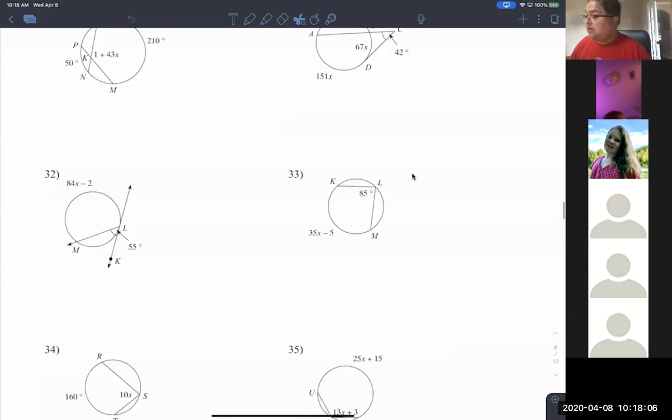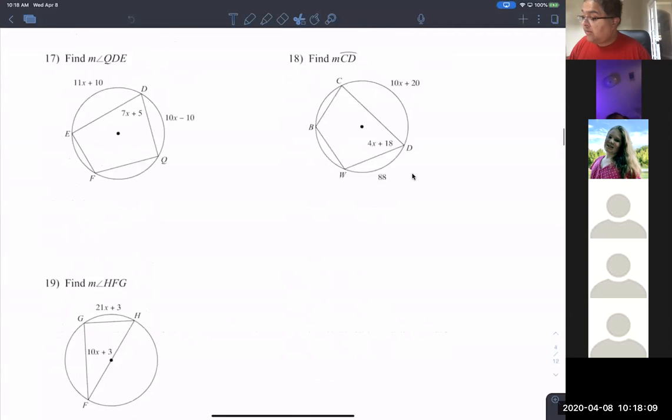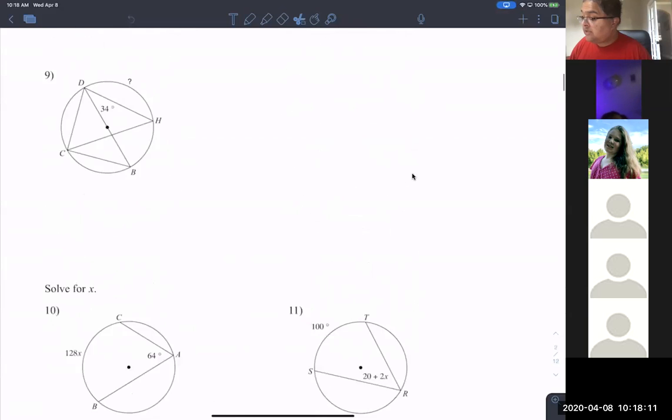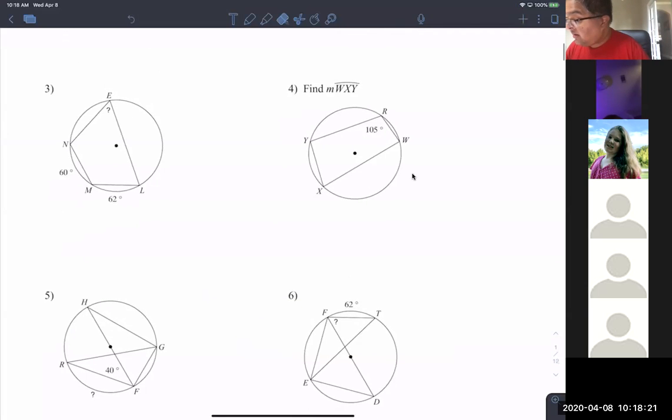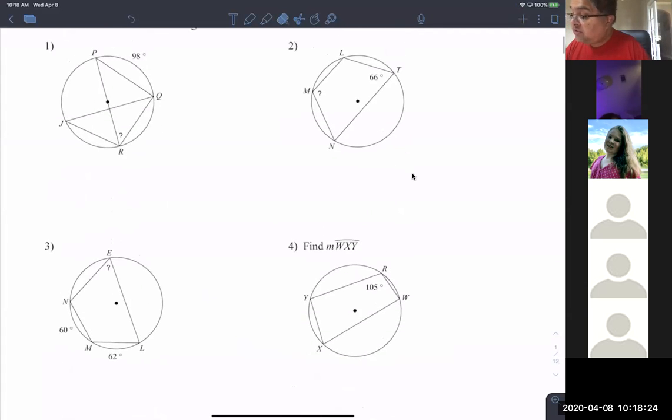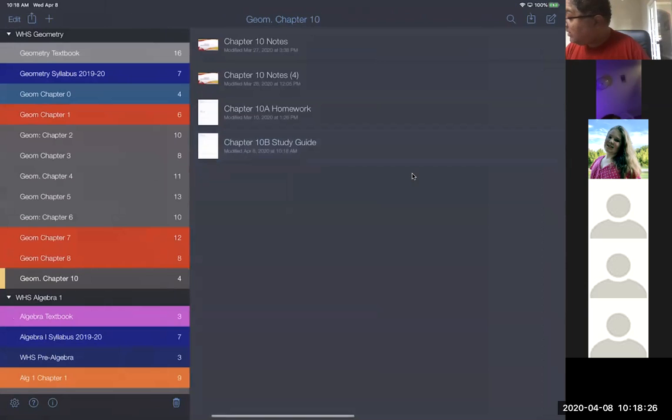Okay, so inscribed angle. So we're going to do these problem types. This is actually from your study guide, and you don't have to do the study guide obviously anymore, but we're going to use this study guide as a source of problem types for inscribed angles. So let's first talk about what are inscribed angles.